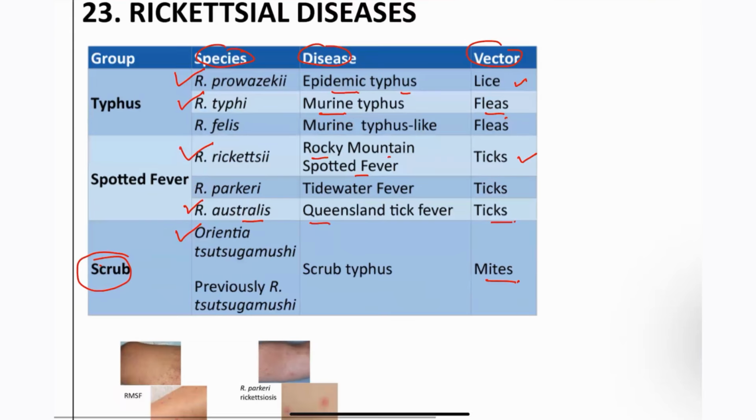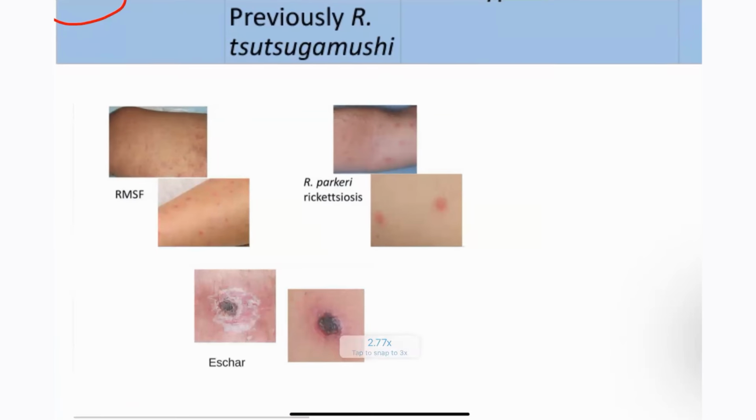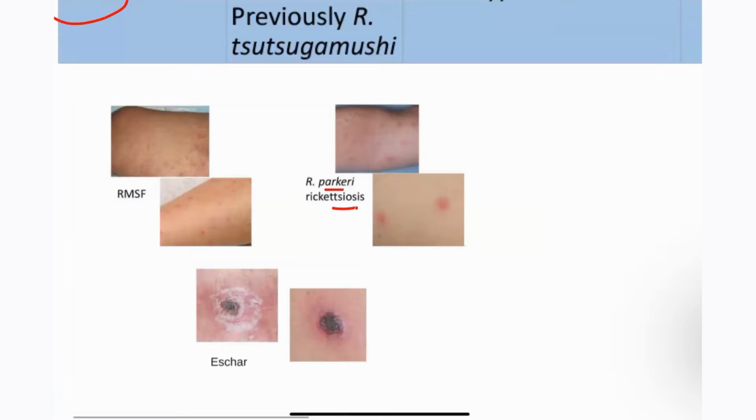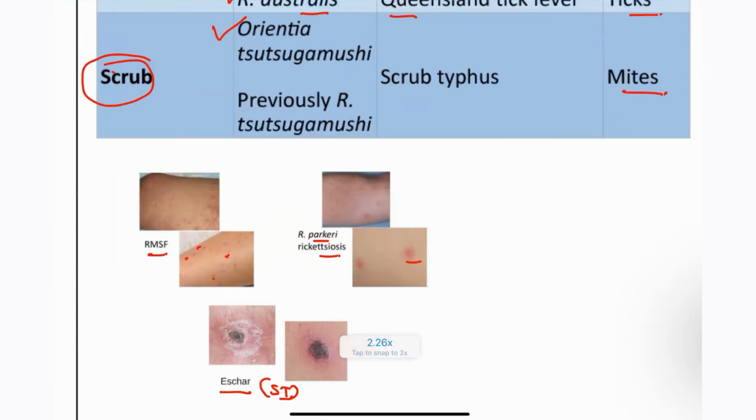Sometimes you can see the picture with Rickettsia parkeri or Rickettsia akari, where a papulo-pustular rash will be seen. In Rocky Mountain spotted fever, papules will be seen in this patient. These lesions are seen in patients of scrub typhus.